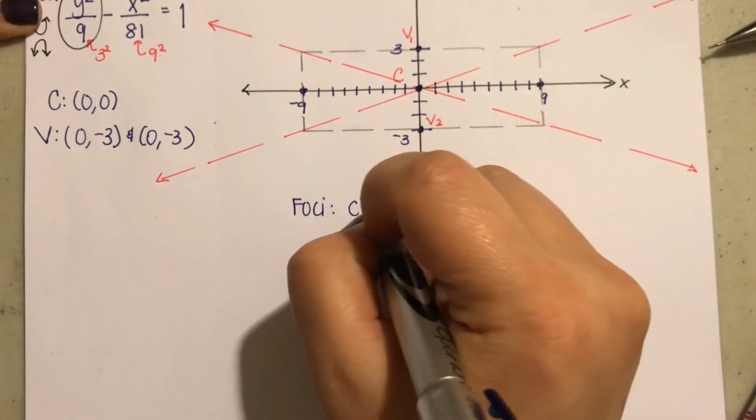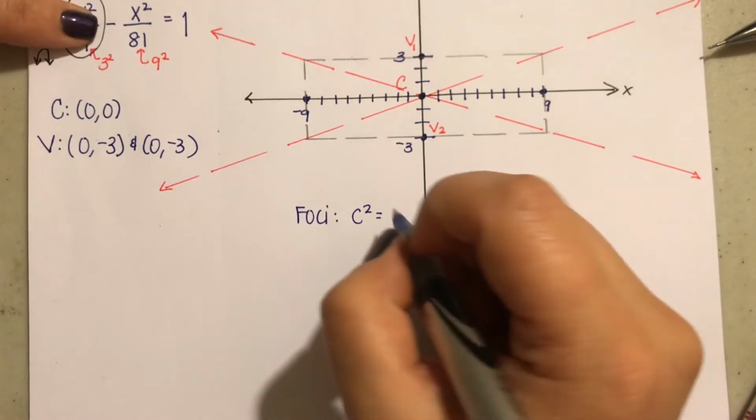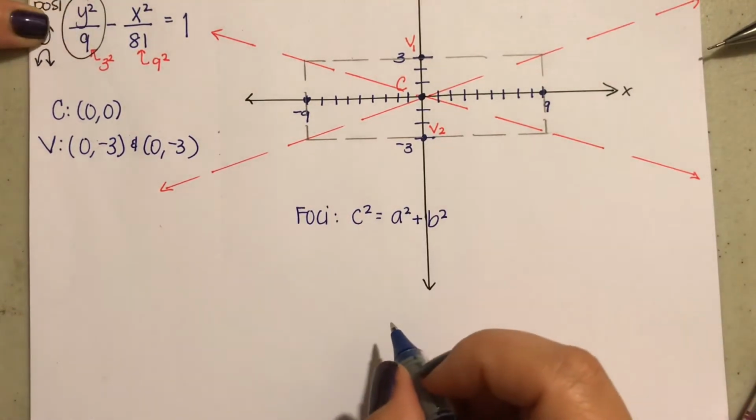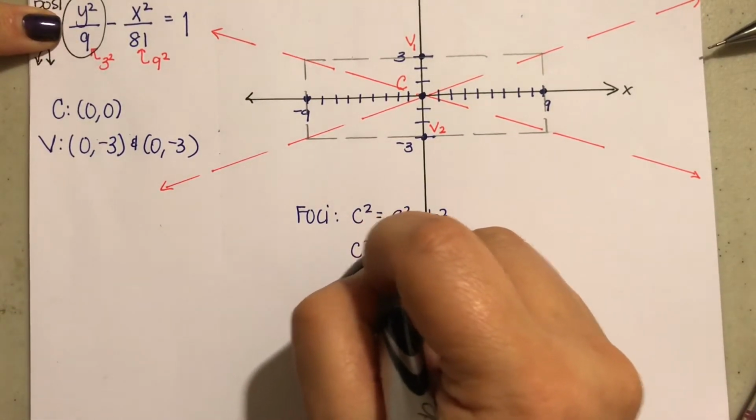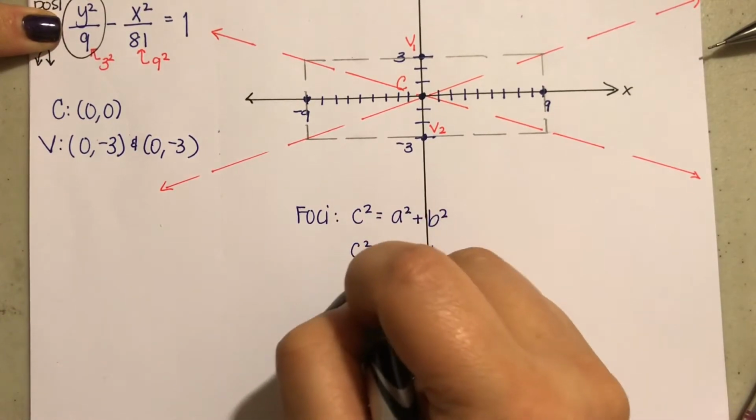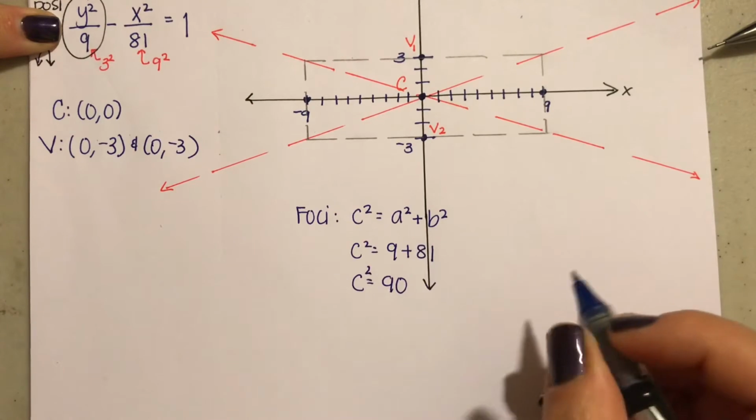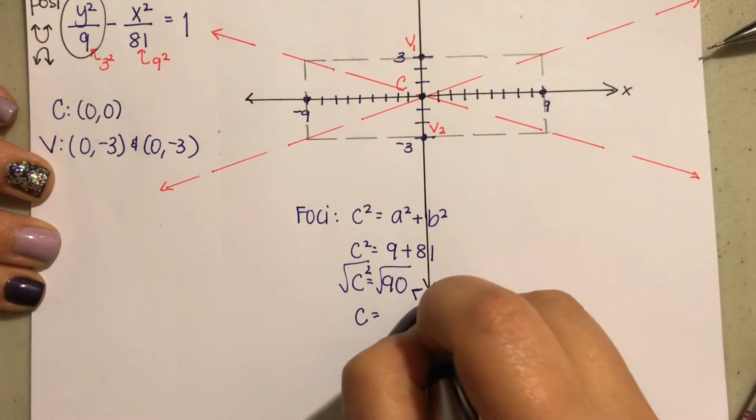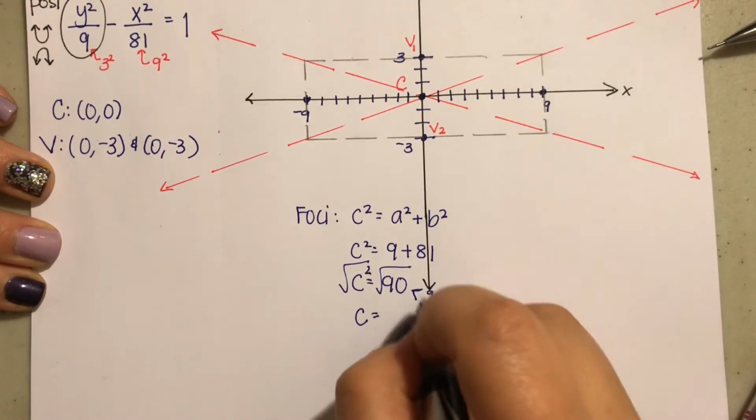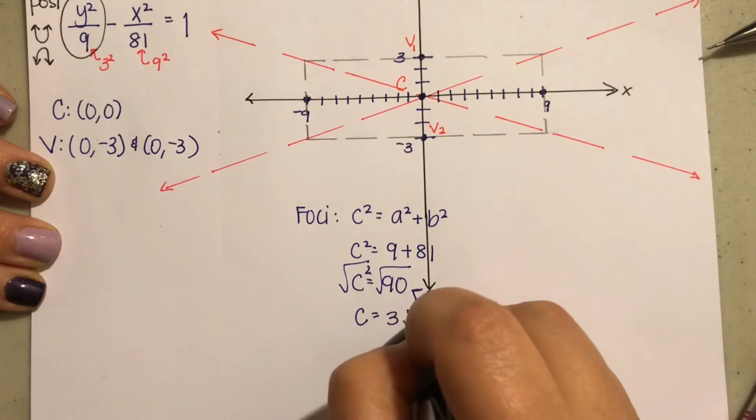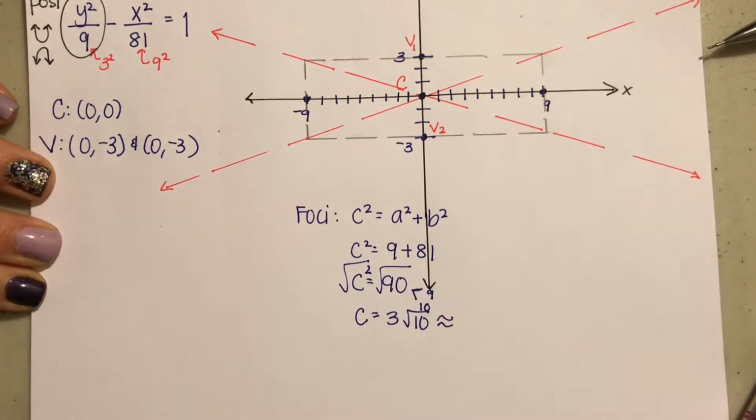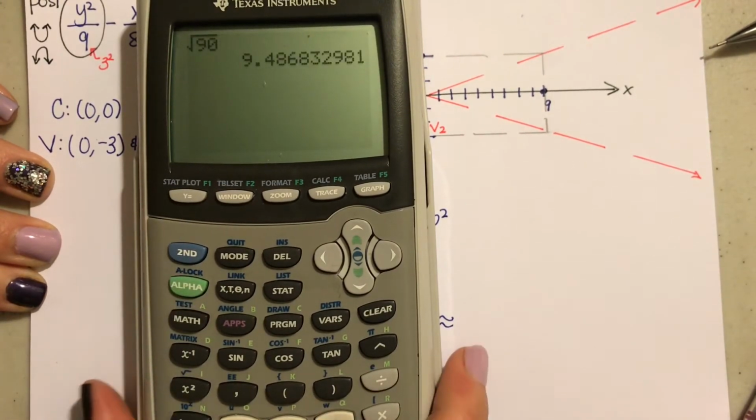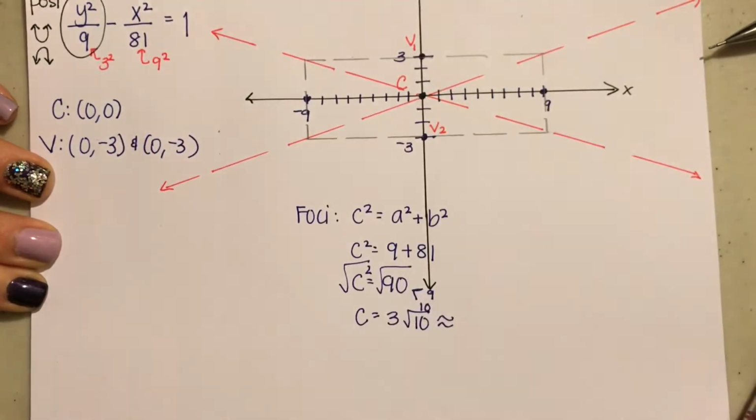So that's going to be c squared, and remember it's always the opposite sign, so a squared plus b squared. And so we're looking at c squared is 9 plus 81, which is going to be 90. When we take the square root of both sides, we're going to get c, and this is going to factor to a 9 and a 10. Remembering 9 is a perfect square, so c is 3 square root 10, which is approximately, let's just put root 90 in there, 9.49.